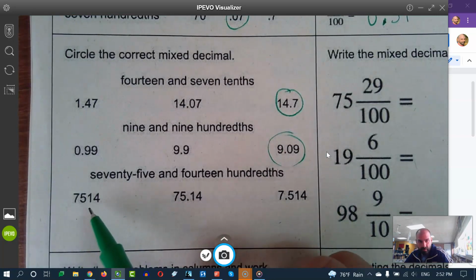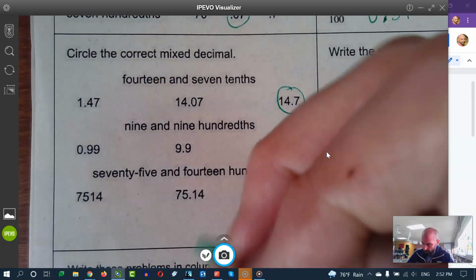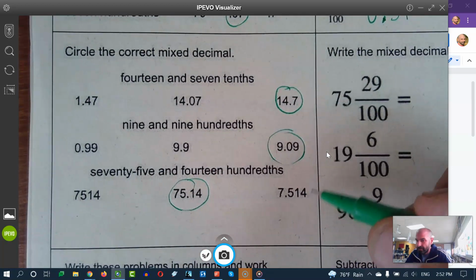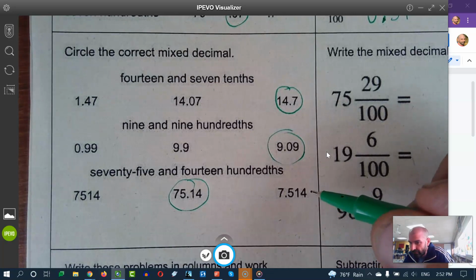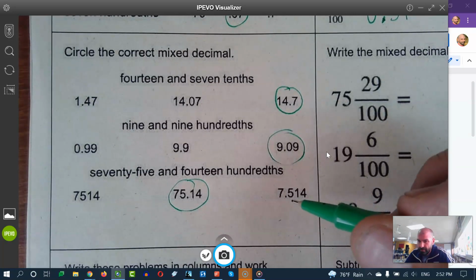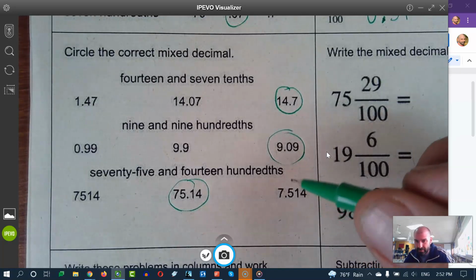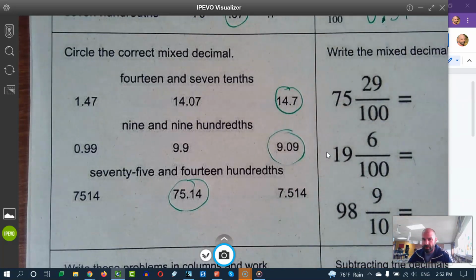So I have 7,514, 75 and 14/100ths, 7 and 514 thousandths. So listen to that again, 7 and 514 thousandths. I don't say 500ths 14 thousandths. That wouldn't make any sense. I just read the number, 514 thousandths.